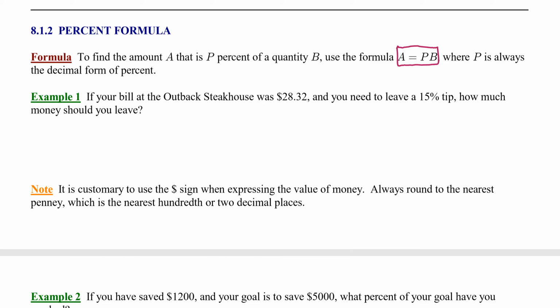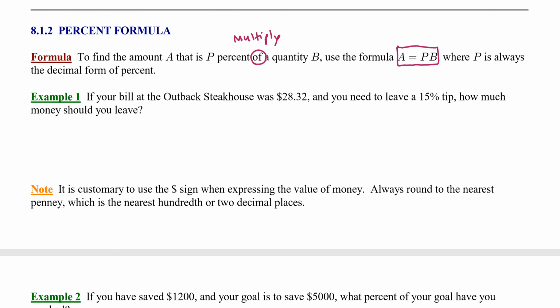Now, this is our first of many financial formulas in this chapter. Many of the later financial formulas will be dependent on this basic building block. Notice the language here. P is a percent of a quantity B. When you hear the word of, that usually coordinates with multiplication.